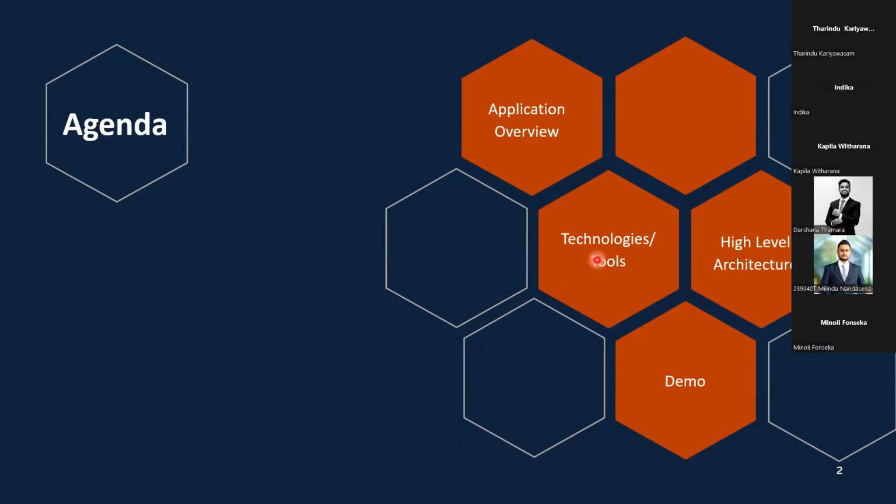Secondly, we'll discuss the key technologies and tools that will be central to our discussion, including Spring Boot, Angular, and AWS. After that, we can move into the high-level architecture of our microservice-based application and understand how these technologies work together to create a scalable application.